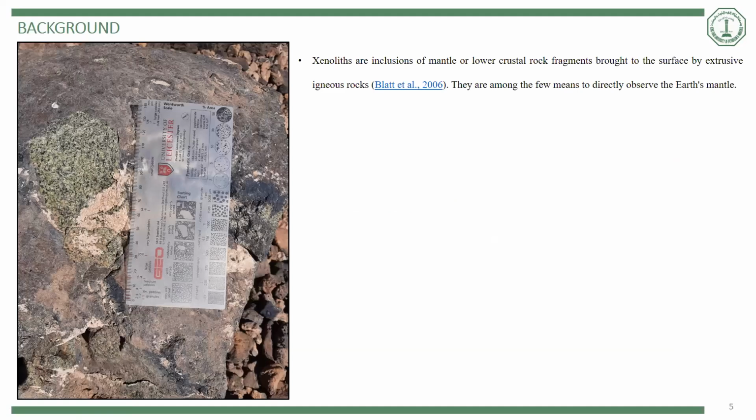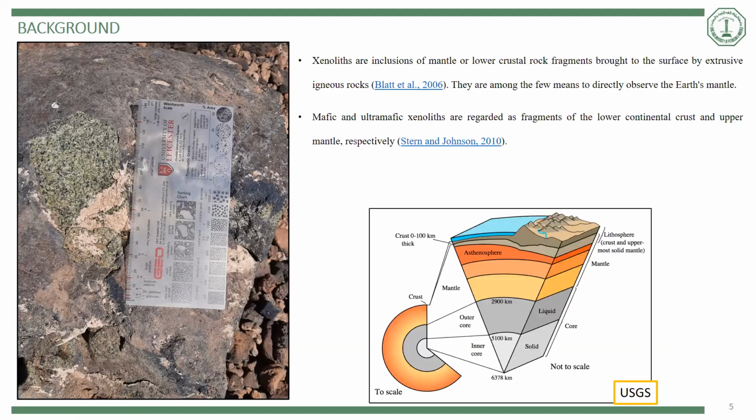Xenoliths are inclusions, seen in the picture, of mantle or lower crustal rock fragments brought to the surface by extrusive igneous rocks. They are among the few means to directly observe the Earth's mantle. Mafic and ultramafic xenoliths are regarded as fragments of the lower continental crust and upper mantle respectively.